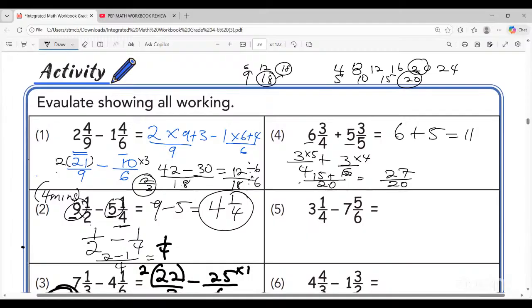How many groups of 20 can we get out of it? 1 and 7 over 20. Remember, we add 11 up there. So when we add 11 and 1, our final answer would have been 12 and 7 over 20. So that's our answer.